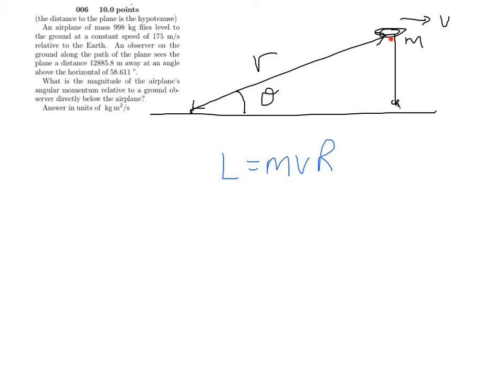If you want to use this r, then your angular momentum would be mvr sine theta, but r sine theta is merely going to give you this, so r sine theta will give you the vertical distance there.